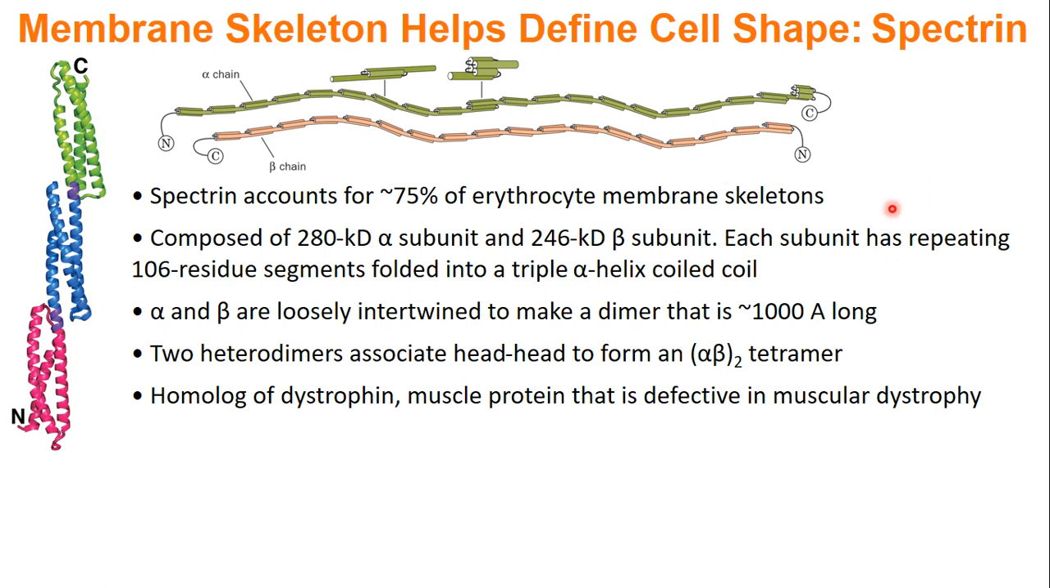You then have two of these heterodimers. It's a heterodimer because it's made out of an A and B chain, and they'll associate head-to-head to form an AB tetramer. So two of these will come together to form a tetramer. Spectrin looks a lot like the protein dystrophin, which is the muscle protein that is defective if you have muscular dystrophy.